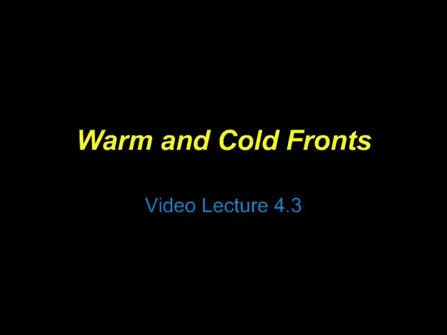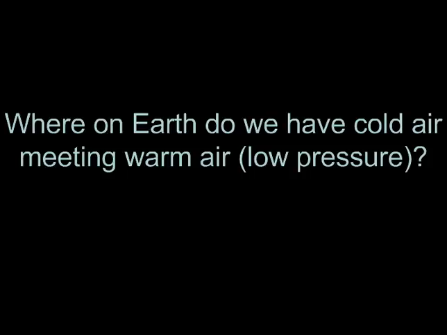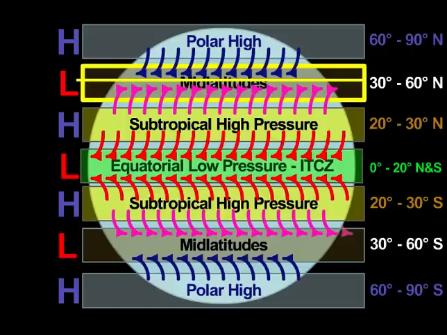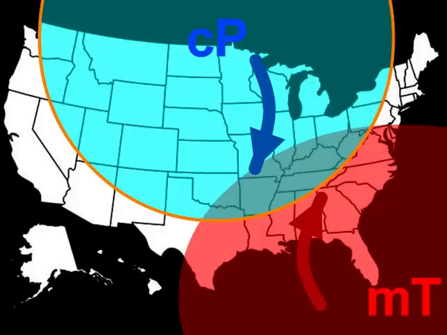Now for our fourth and final atmospheric lifting mechanism, warm and cold fronts. Before we begin, let's identify where on Earth we have warm air meeting cold air. It won't be along the equator, where we have warm air meeting warm air. Instead, it's going to be in the mid-latitudes, where we find Indiana and much of the United States, which I now showcase from the top view, where the previous was from the side view, the cross-section view of our atmosphere.